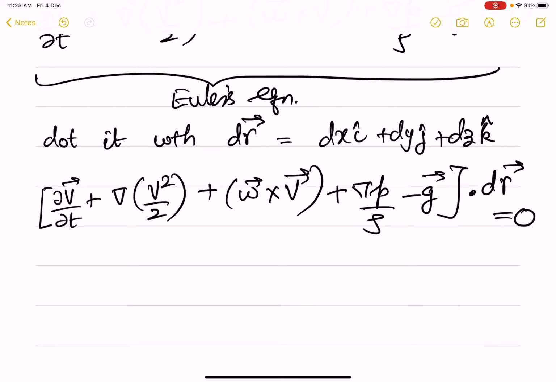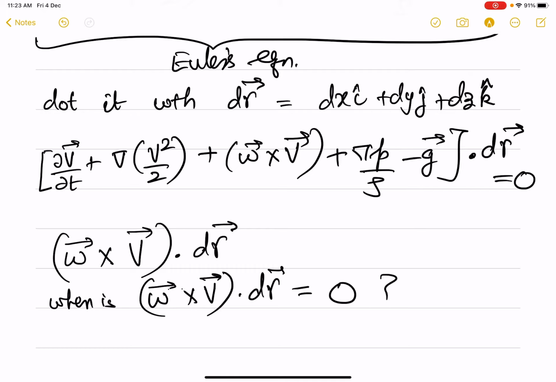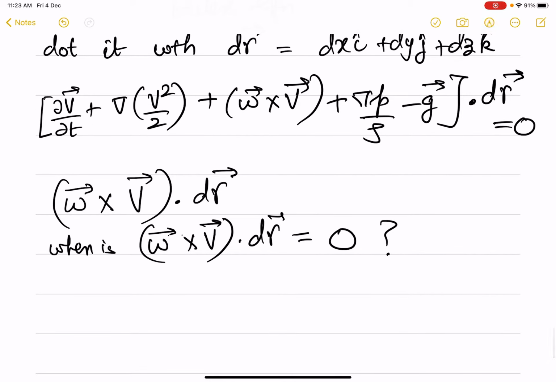Okay. Now let us look at this term, omega cross V dotted with dr, and let us see when this term is 0. So clearly case A will be when omega is 0. That means we are talking of irrotational flow.